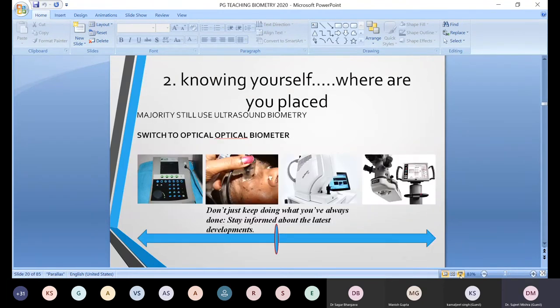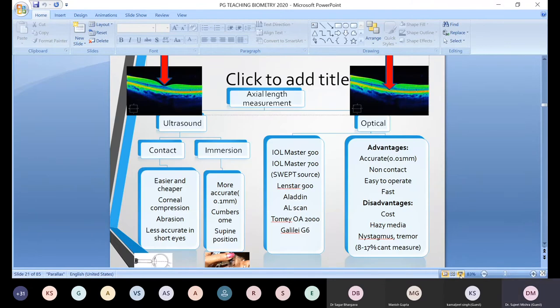Coming to axial length measurement, it is very important to identify where you are positioned in terms of the gadgets you have. You may be in a position where you are doing contact biometry, or maybe you have the highest version available in your setup. So there are two broad categories to measure axial length. One is ultrasound biometry, the other is optical biometry. Ultrasound will have either contact or immersion.